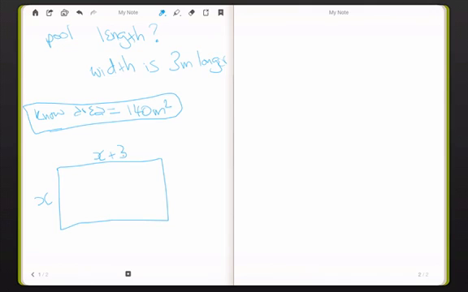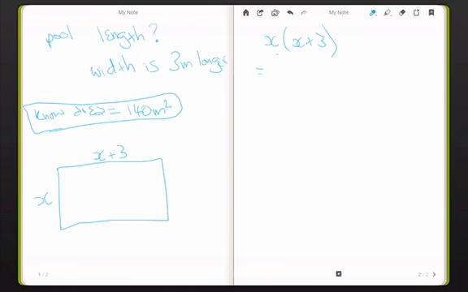So how could you write the area? Well, what's the area of a rectangle? We know that it's length times width. So it must be length times width. How could we write that? What about x times (x + 3)? Because remember, if there's no sign, it means times.